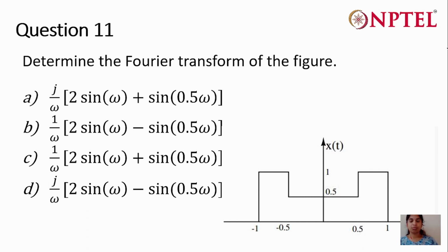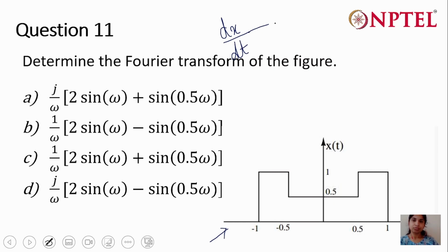Determine the Fourier transform of the following figure. So an x of t is given to us. How do we find the Fourier transform for this x of t? One way is directly trying to find the Fourier transform, and there's another way. If I have dx by dt, what is the Fourier transform, guys? Yeah, j omega into X of j omega, right?